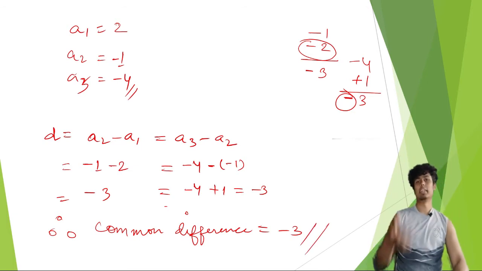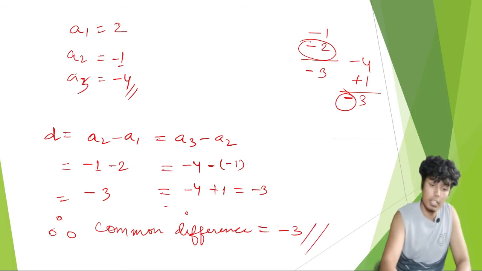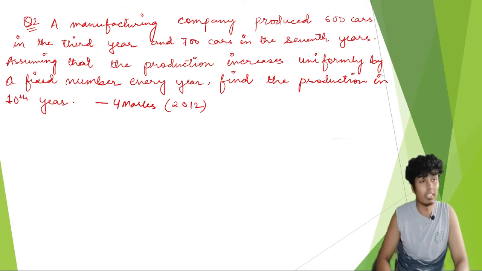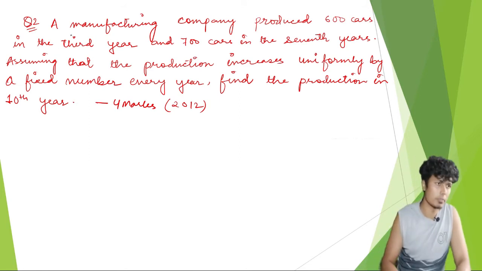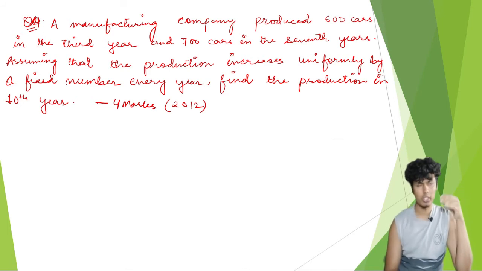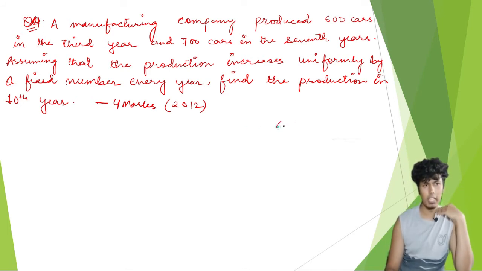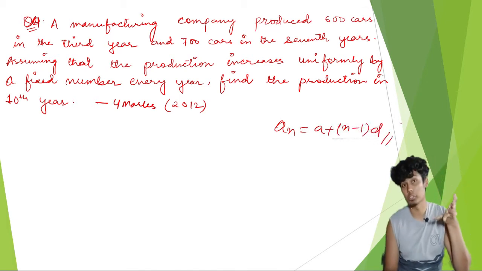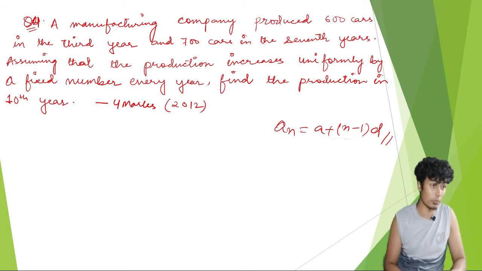Okay, let us move forward and do another question. What will be our next question? Let us see. This must be the fourth question. Now we are going to do a practical question. Do not forget the formula: an is equal to a plus n minus 1 d. We have already derived the formula, we proved it in the previous question. So let us solve this.